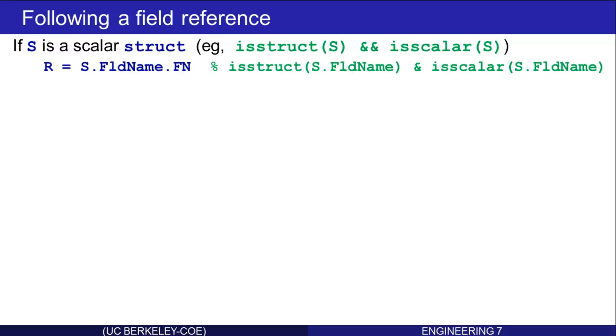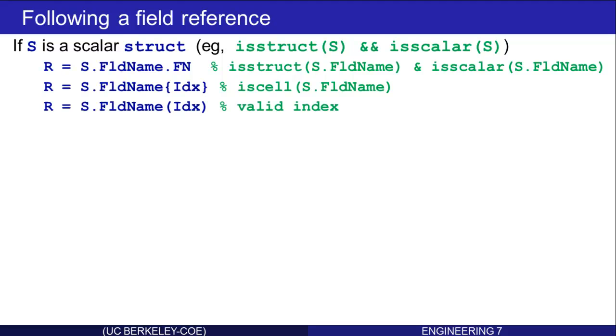If the value of the field s.fieldName is also a struct and also a scalar, then we can follow this reference with a field name reference to that structure. So you read this reference from left to right. The value of s.fieldName is a struct, and that has a field fn which is referenced and assigned to R. If s.fieldName is a cell array, then we can make a single contents reference and assign that to R.